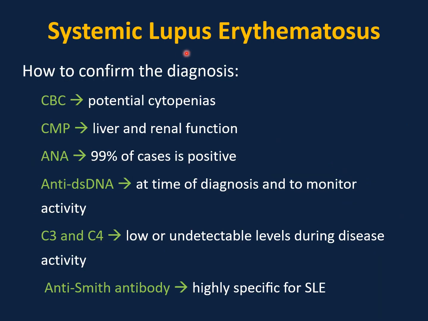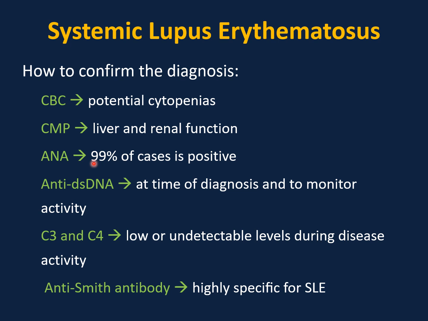What are the labs to order for a patient with suspected systemic lupus erythematosus? CBC to look for potential cytopenias: anemia, lymphopenia, leukopenia. Comprehensive metabolic panel for electrolyte abnormalities, elevated transaminases, elevated BUN and creatinine.